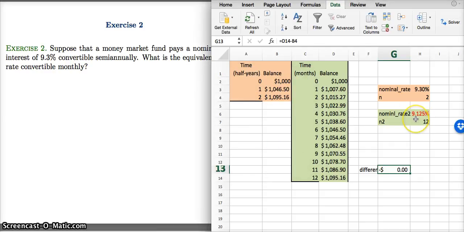And so 9.125 would be a rate convertible monthly that's equivalent to 9.3 convertible semi-annually.